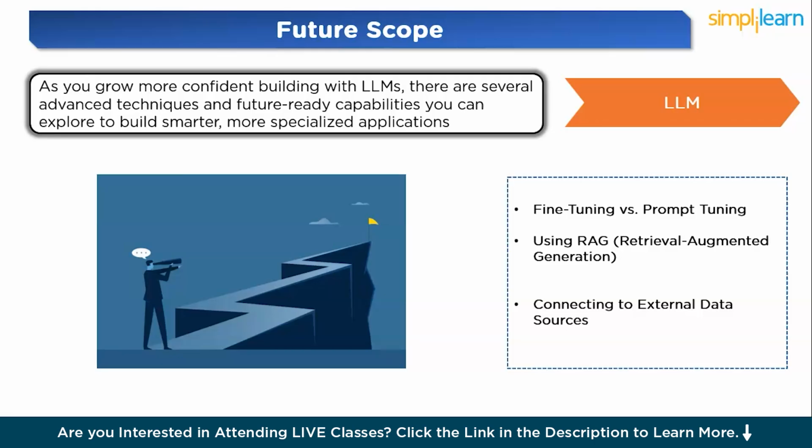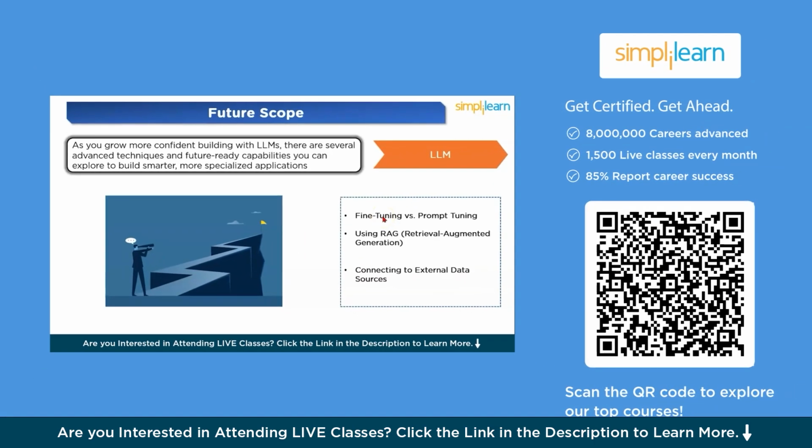Now, let us discuss these parameters because these are the future scope which could help you improve your LLM. The first one we'll talk about is fine-tuning versus prompt tuning. Fine-tuning basically involves retraining the base model on your own dataset.